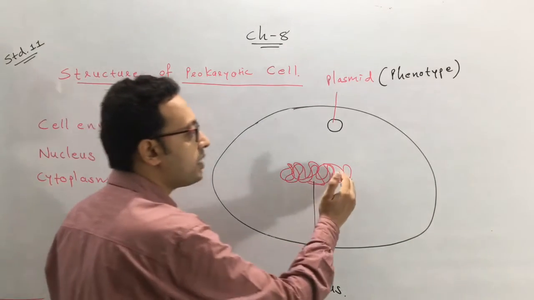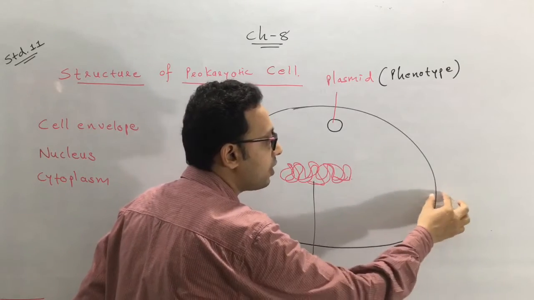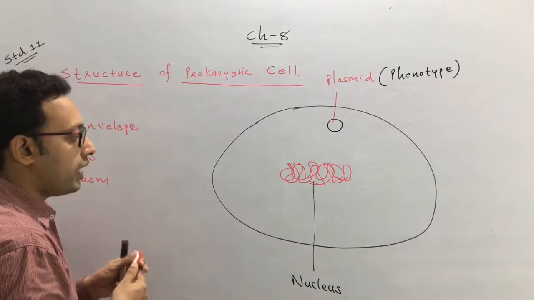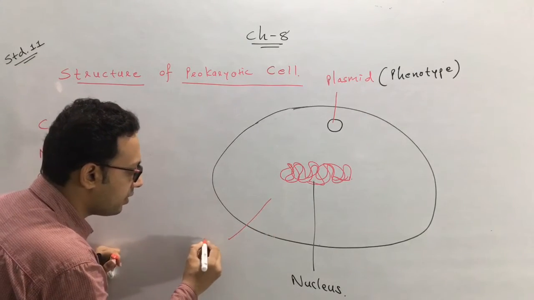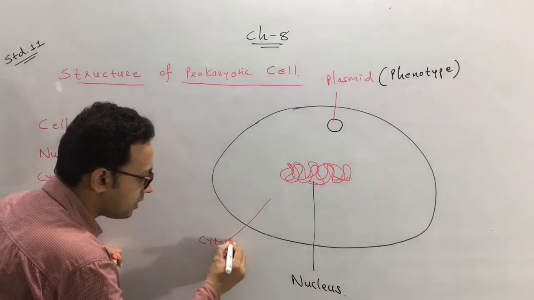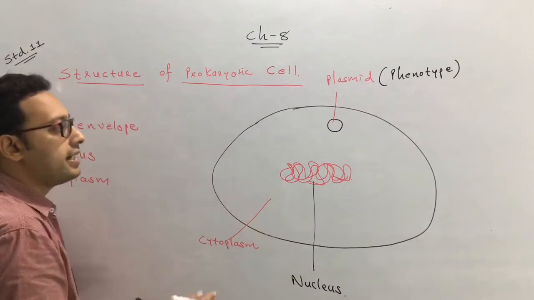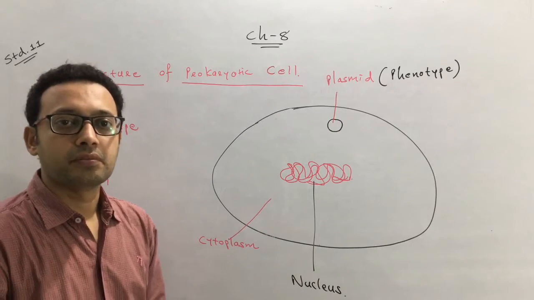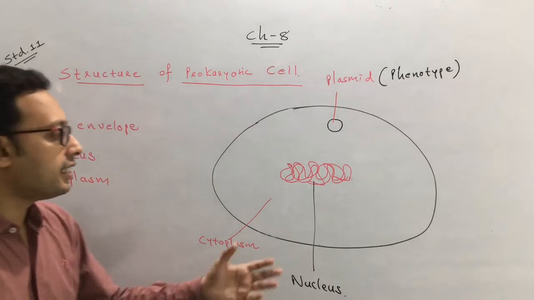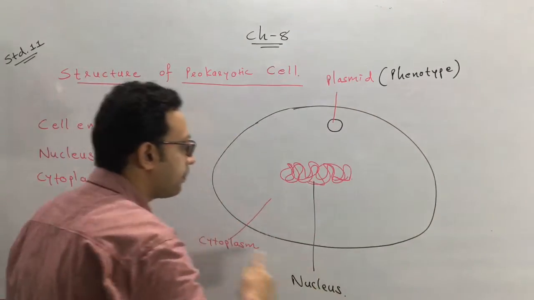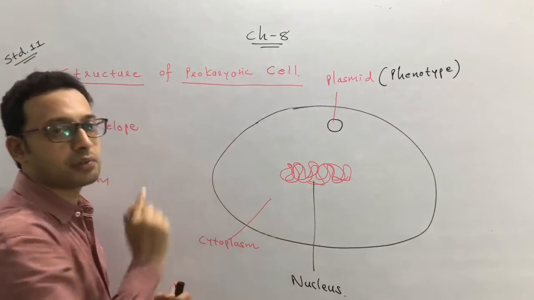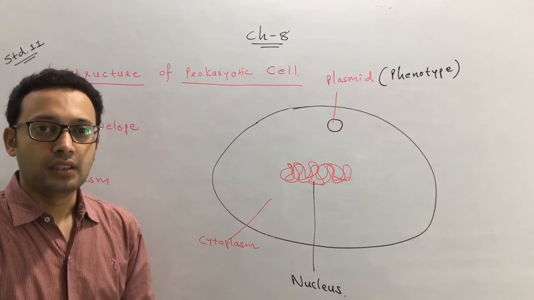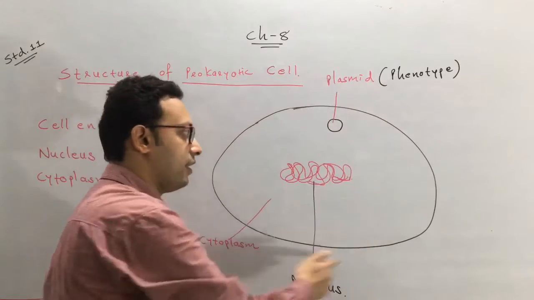Now anything which is present between the nucleus and the cell envelope is called cytoplasm. Anything present like this, this whole thing, is called cytoplasm. Anything between the nucleus and the membrane or cell envelope is called cytoplasm. So the prokaryotic cell contains all three things: cell envelope, nucleus and cytoplasm. Now we have to discuss each component in detail. So first we start with the cell envelope.